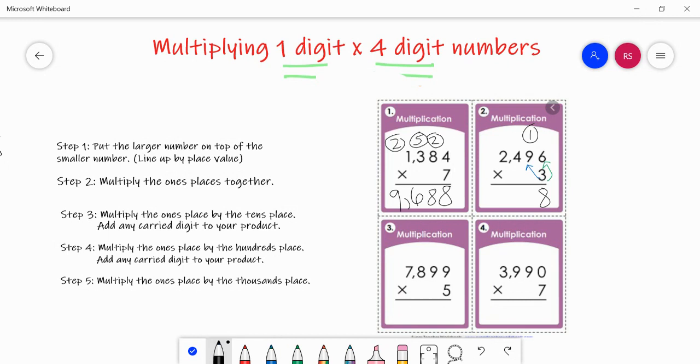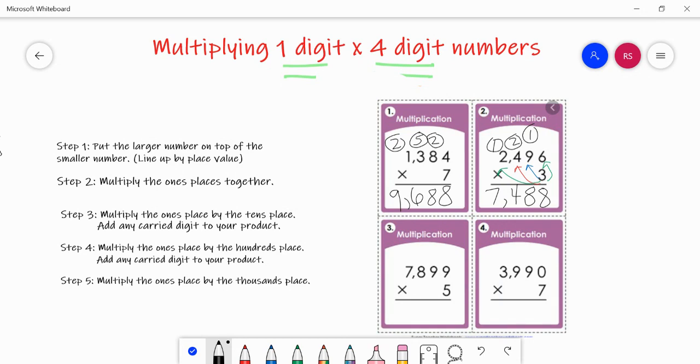So 27 tens plus the 1 more ten would be 28 tens. So 3 times 9 is 27. Plus 1 more is 28. The 8's going to come down. I'm going to carry the 2 into the hundreds place. All right, 3 times 4 is 12 plus the 2 more that I carried over. 12 plus 2 is 14. 4 comes down, carry your 1. And last step, step 5, multiply our ones place by the thousand. So I'm going to have 3 times 2. I know that 3 times 2 is 6, plus the 1 more that I carried over. 6 plus 1 is 7. So my product should be 7,488.